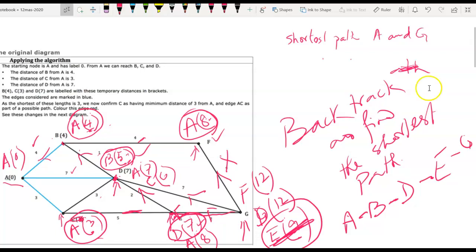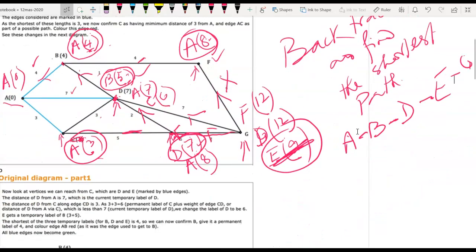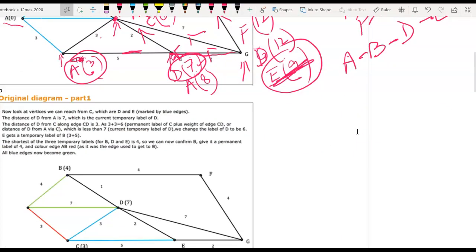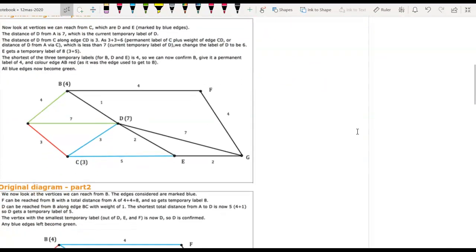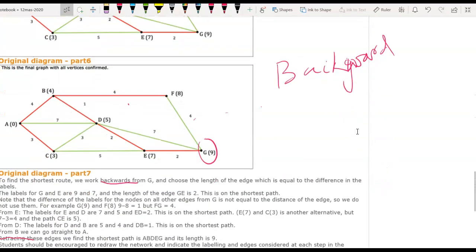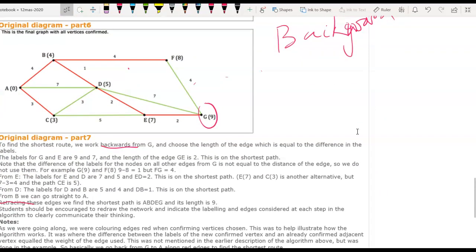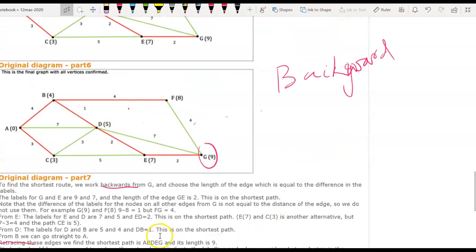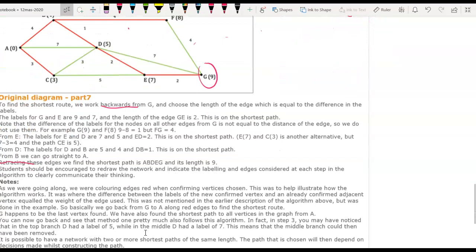See that the final working is quite messy, so you might have to do it a couple of times. And finally, the answer is given somewhere over there. A, B, D, E, G is 9. So finally, you'll have to write this answer. Without this, you are not going to get full marks. Time to stop.